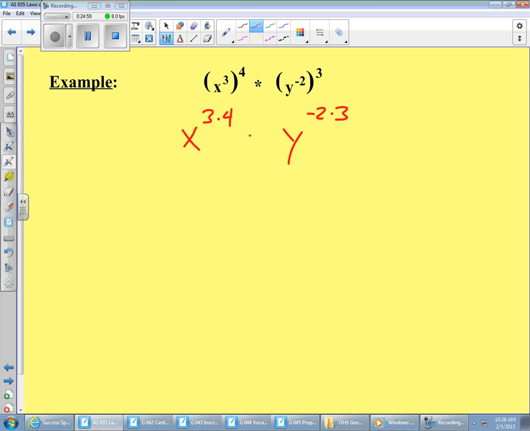So what power is x raised to here? 12. And what power is y raised to? Negative 6. We've got all our x's in one place, which is good. We've got all our y's in one place, which is good. There is one thing that is still bad in the problem. What's bad in the problem? Negative exponent. We're not allowed to leave this thing like that.